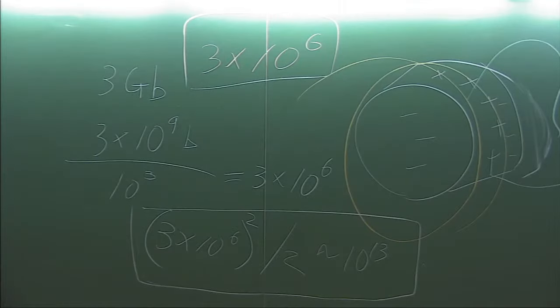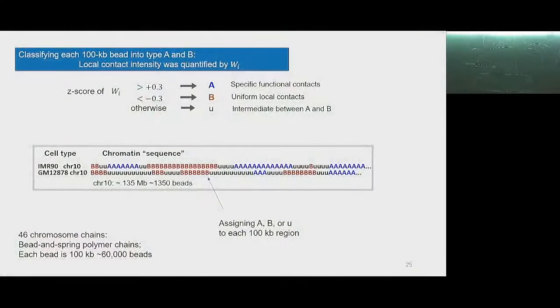Like this, we can annotate the sequence. Each 100 kilobase region is assigned as A, B, or U. U is the intermediate. So we did it in a quantitative way by measuring the local contact density. And by calculating the z-score of this density, we assigned A, B, and U regions for different human cells. Different human cells have somewhat different ABU sequences because of the different gene activity in these cells.